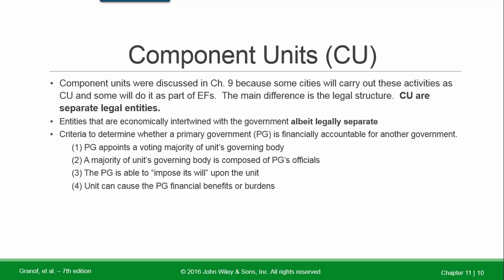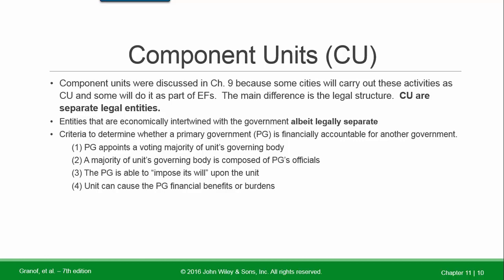Component units were discussed in Chapter 9 because some cities will carry out these activities as component units, and other cities will do this as part of enterprise funds. The main difference is the legal structure. Component units are separate legal entities that are economically intertwined with the government, albeit legally separate.